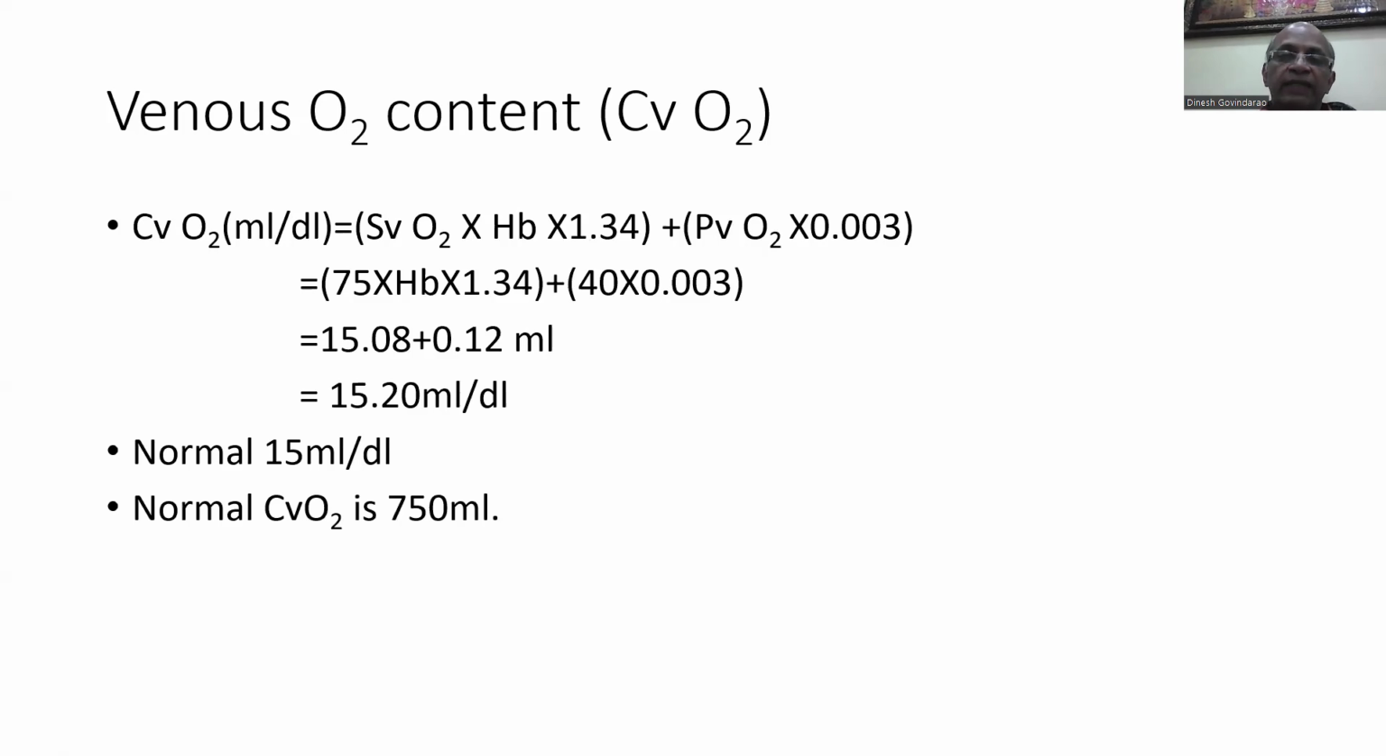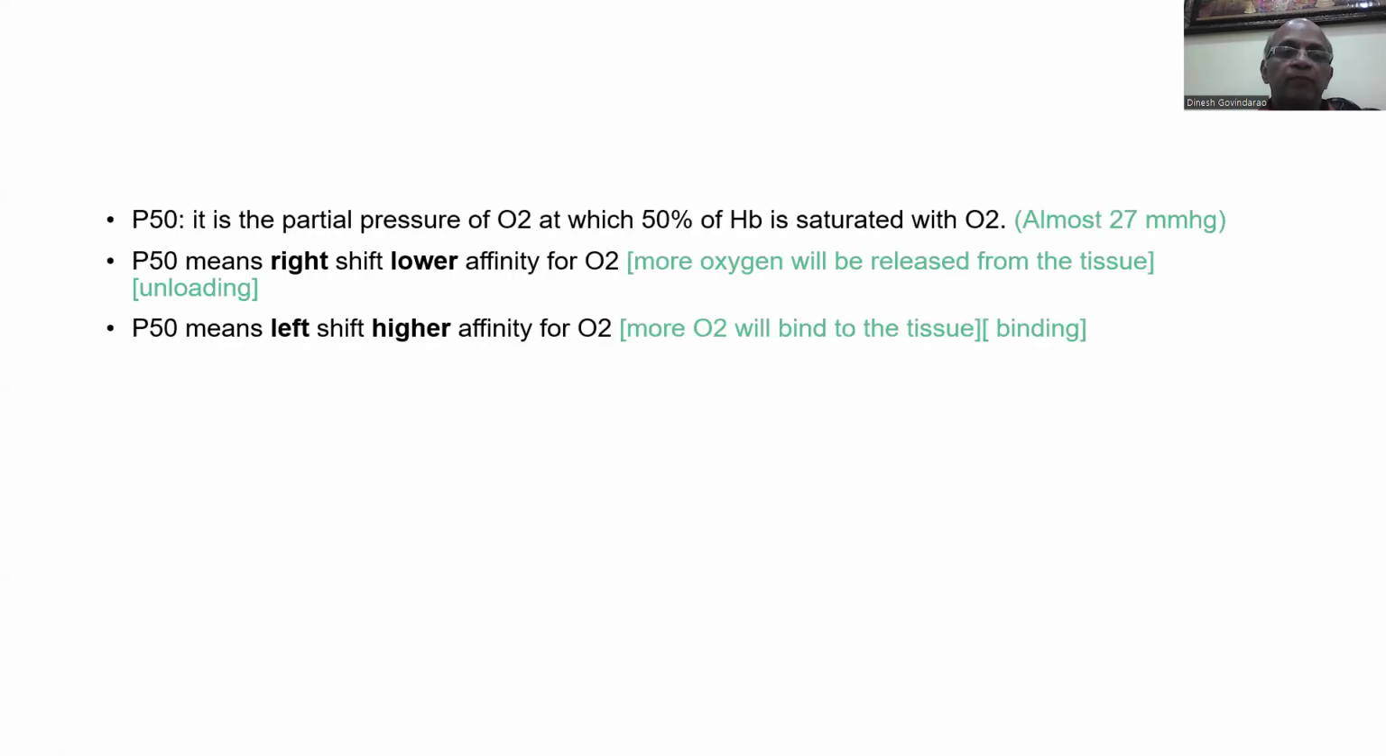The venous oxygen content. After delivering oxygen to the tissues, whatever remains in the blood comes in the veins to the right atrium. So essentially, it contains the hemoglobin bound oxygen and the dissolved oxygen in the venous blood. The 75% saturation of hemoglobin in the venous blood and the 40 millimeters of mercury partial pressure in the venous blood gives us the venous oxygen content of 15.2 ml per deciliter. Thus, the normal venous oxygen content is 750 ml.